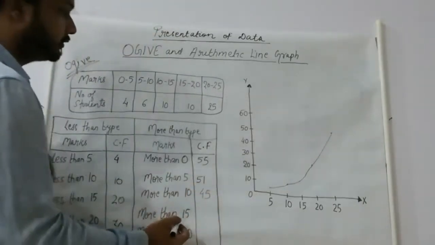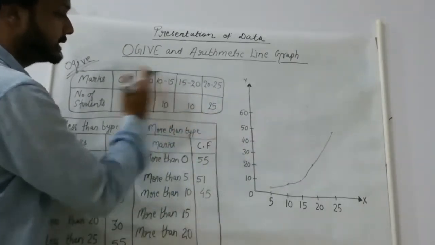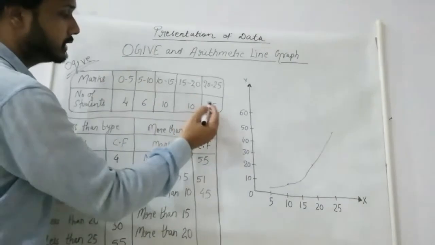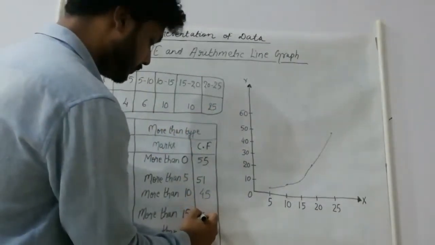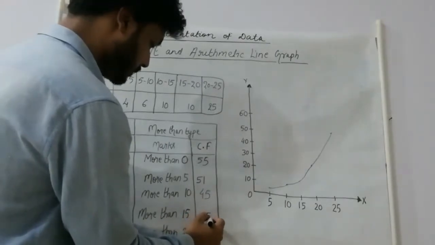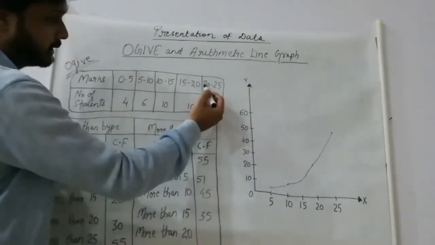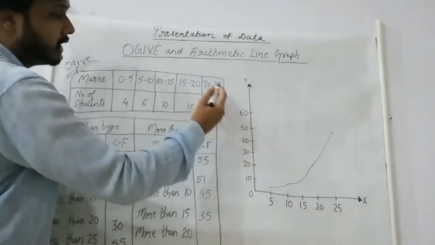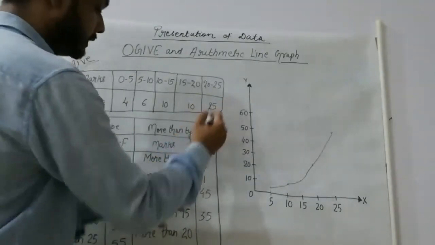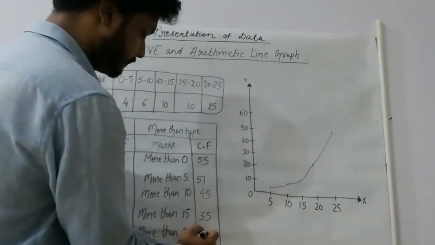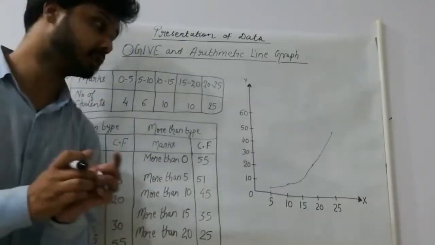Then we have more than 15, so 15 and above. Only these two. It is less than 15, leave these 3, only these 2 will be added. So 10 and 25 will be 35. The last one is more than 20. More than 20, so only this 25 is more than 20. Others are less than 20. So only 25 will come. We have found the cumulative frequency for more than type.